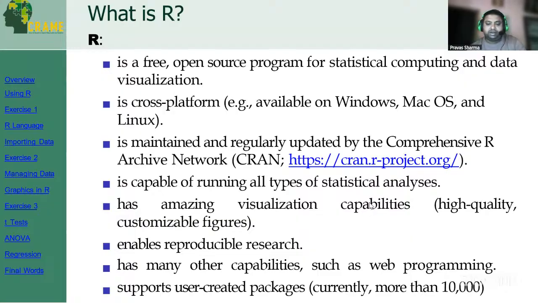To maintain regularity, there is the Comprehensive R Archive Network, CRAN, and CRAN maintains the overall structure of R. As I said, it is capable of running all types of statistical analysis which other tools might not easily do, but this can be done using R. It also enables reproducible research, because we can run the codes, see them again, and generate the same kind of structure again and again. Reproducibility is one of the very important aspects of research.